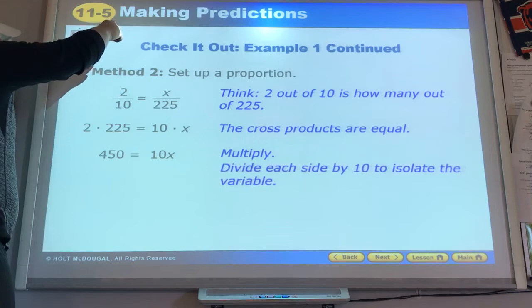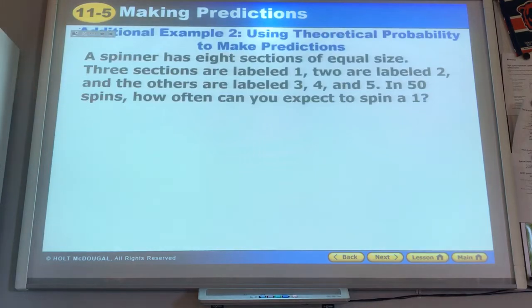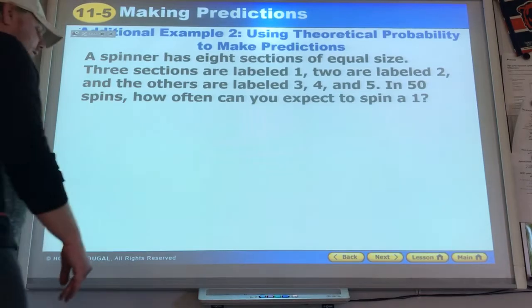Then you do your division to get the x all by itself, and you get 45. A spinner has 8 sections of equal size. 3 sections are labeled 1, 2 sections are labeled 2, and the others are labeled 3, 4, and 5. In 50 spins, how often can you expect a spin of 1?